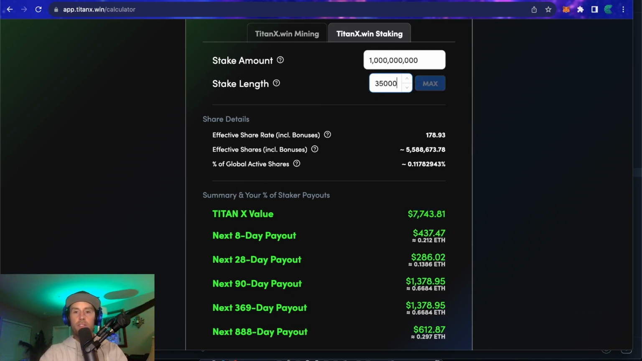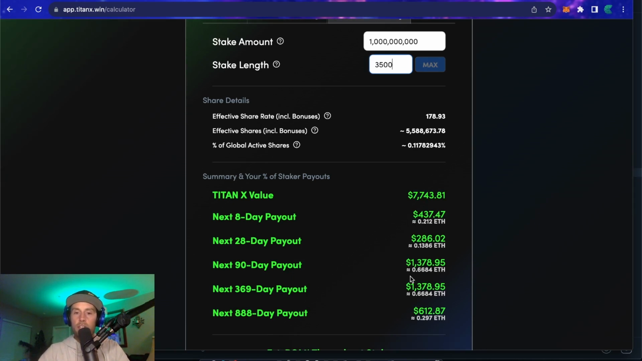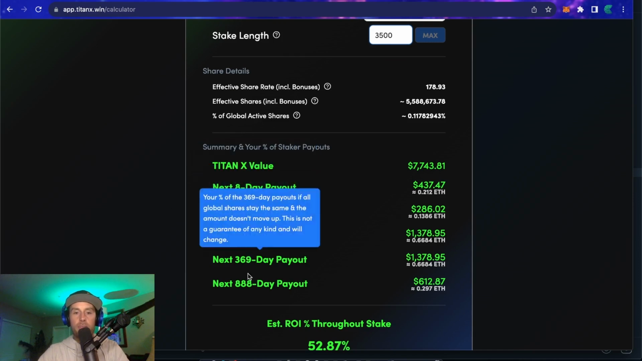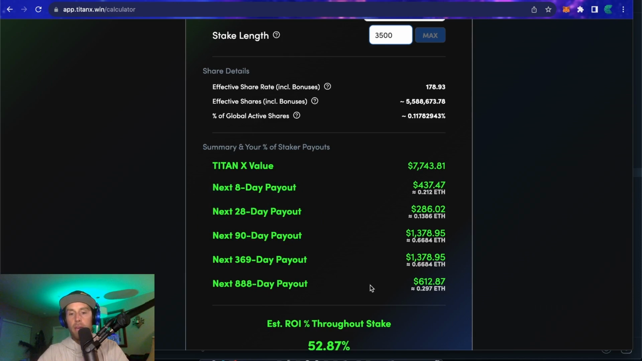If you decide for 3,500, or any of these, what you're going to notice is there's a bunch of numbers here. It says the next 8-day payout, the next 28-day payout, 90-day, 369, 888-day payout. And you have a bunch of numbers here that are coming up. So this is what happens when you stake TitanX. You don't get paid in TitanX, you get paid in ETH.